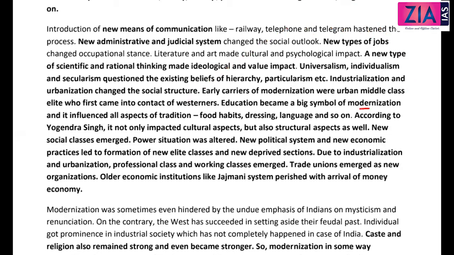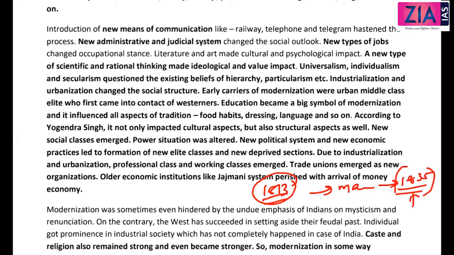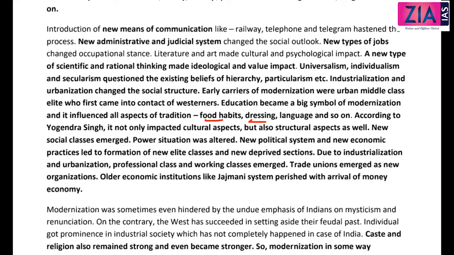Education became a big symbol of modernization, and it influenced all aspects of tradition: food habits, dressing, language, and so on. Guys, when we discuss history, in 1813 something happened with respect to education, the 1813 Charter Act. Then mainly we will be discussing Macaulay's Minute, which happened in 1835. What is the problem with this 1835 Macaulay's Minute? They are not giving education for all, only for a few. Hardly 1% of Indians are going to get education in the English model and English medium. So their complete style is changing. That is what you have written here. Their food habits, dressing, language, and everything is changing. And what was their idea in giving education to this 1%? The concept is trickle down.